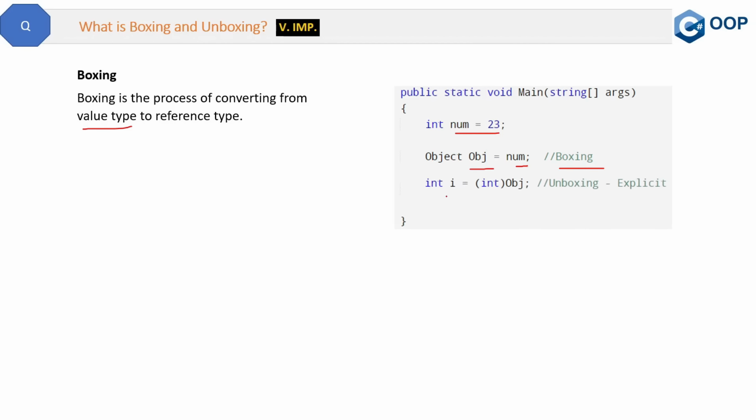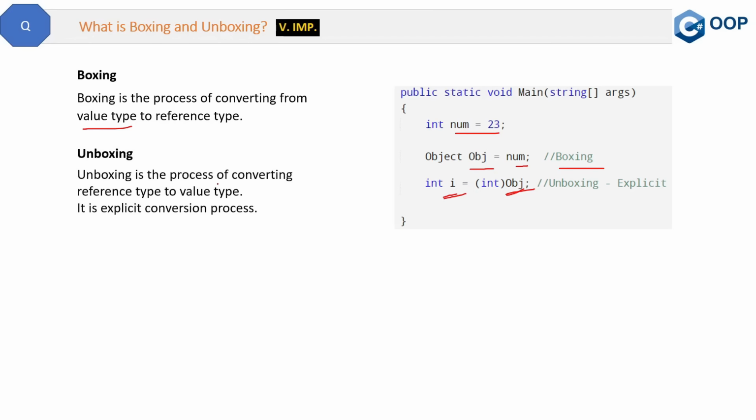Now in the next line, we are again converting this obj object into the value type, which is int. So obj is a reference type and i is a value type. So unboxing is the process of converting reference type to value type. So basically both are opposite. And unboxing is explicit conversion. Why is it explicit conversion? Because we are mentioning this int type here like this. We are not doing this in boxing, but in unboxing we are mentioning it here. That's why it is explicit.